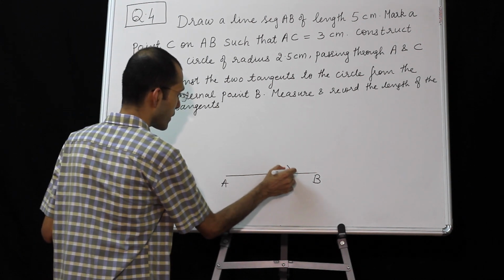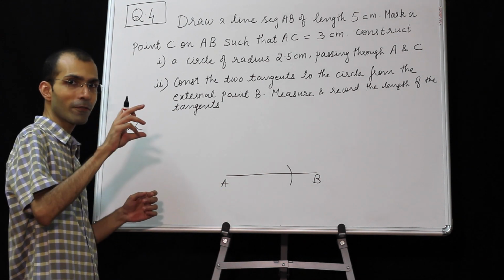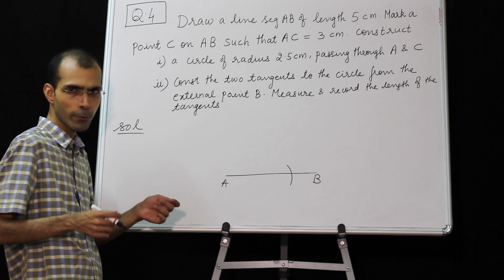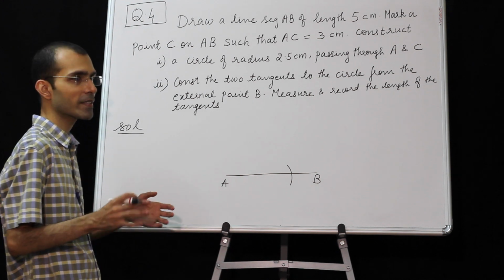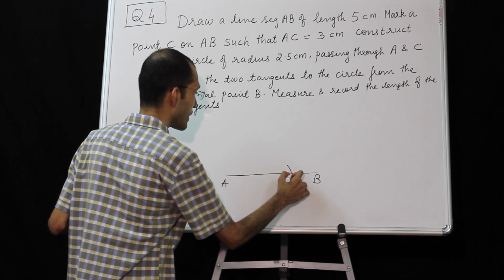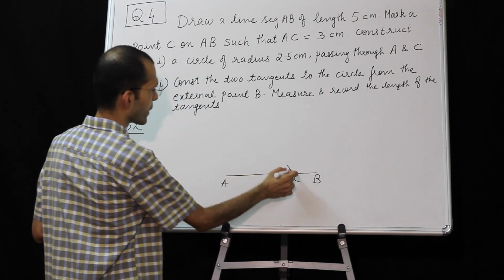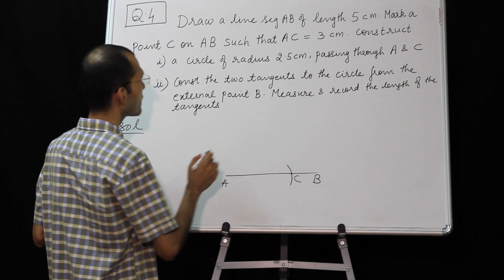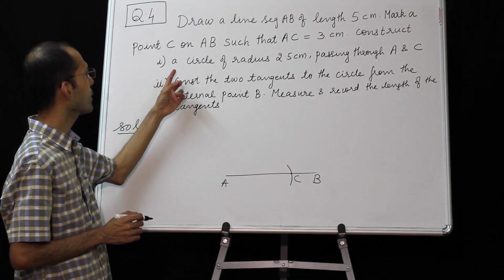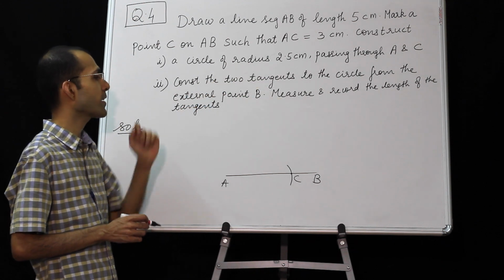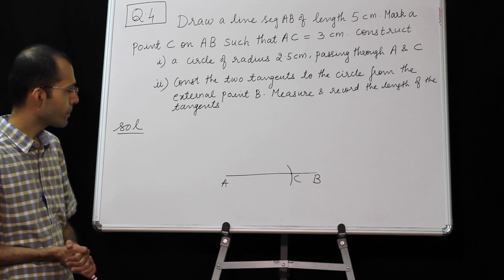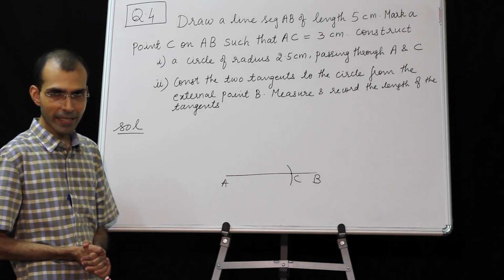This is 3. So you will have to cut an arc of 3 centimeters. You cannot take 3 centimeters directly. The opening segment you can take directly with the help of a scale, but not the subsequent segments. So this is say point C, and AC is 3 centimeters. Construct a circle of radius 2.5 centimeters passing through A and C. So will AC act as the diameter?